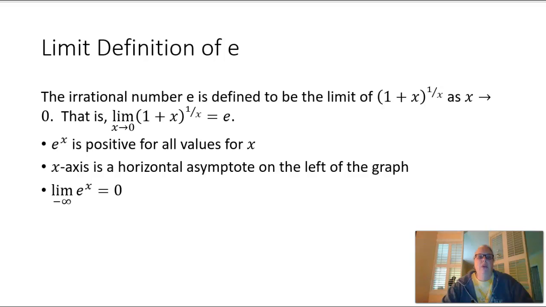And if we took a look at the graph, the x-axis would be a horizontal asymptote on the left side. And also notice that because of that being the horizontal asymptote, that means that the limit as e to the x approaches negative infinity is going to be 0.